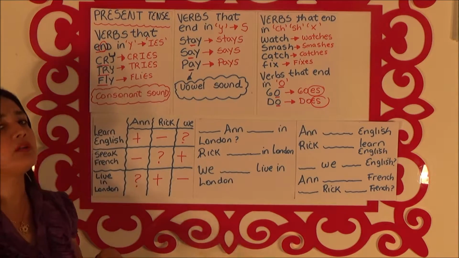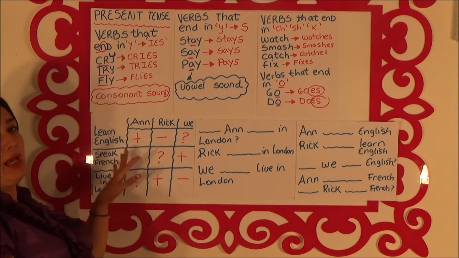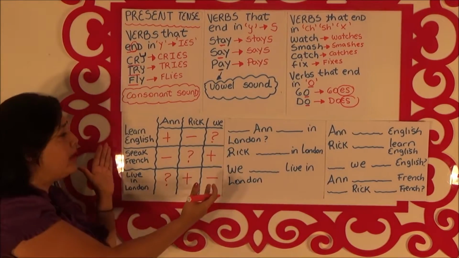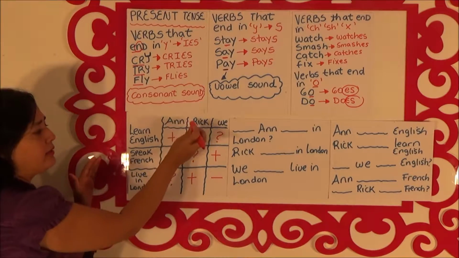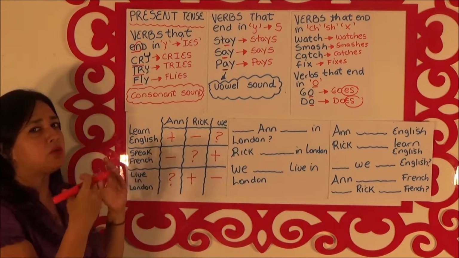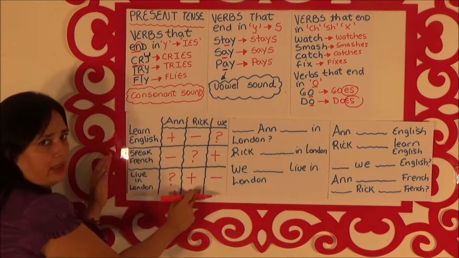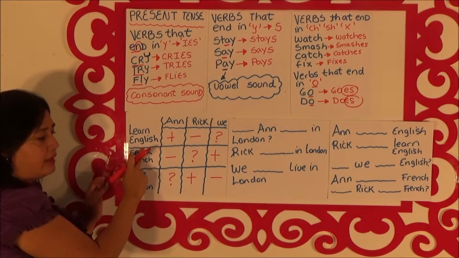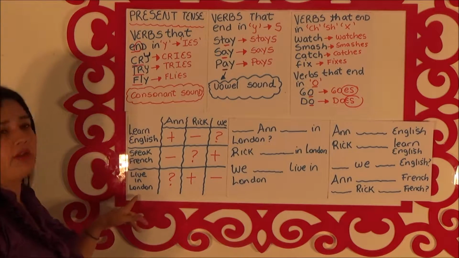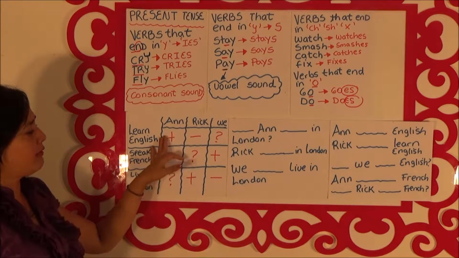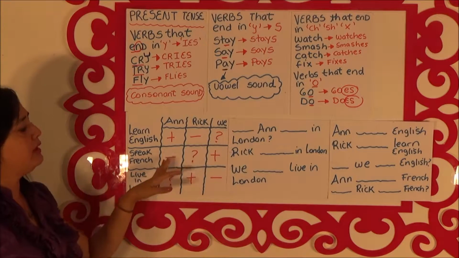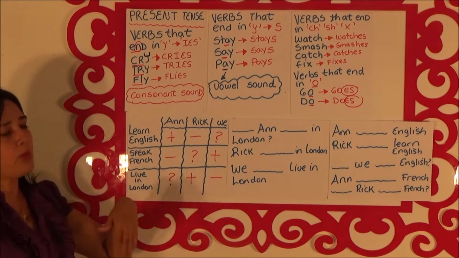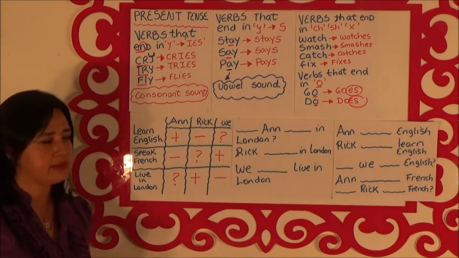Alright? This is the part of grammar. But now I need you to focus here. We have a chart with three people: Anne, Rick, and we, because I wanted to represent she, he, and we. And over here you have verbs: learn English, speak French, live in London. Also, you have affirmative, negative, and interrogative. What I want to do is show you an exercise that you can use in all the tenses.